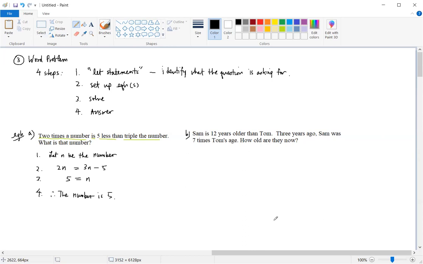Now, age is the thing that is not the same always, because n here is just 5, satisfying this condition, n must be 5. When you talk about age, this year you are 12 years old, the next year you'll be 13. And if you are 12 this year, 3 years ago you were 9. So age is something that you have to specify. When are we talking about? This question is talking about now.